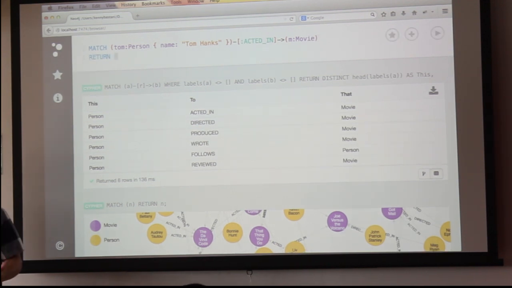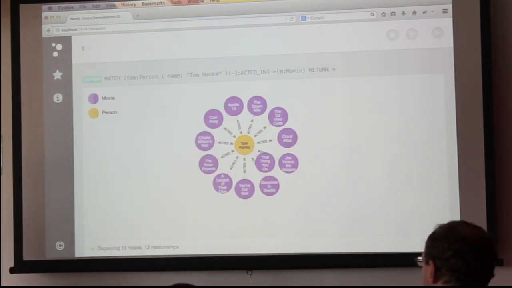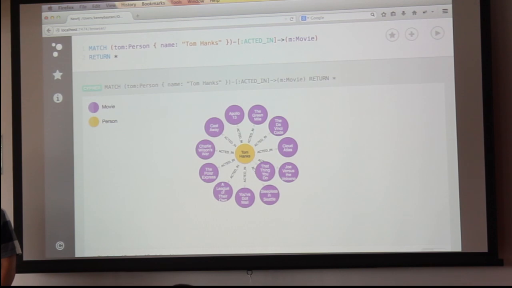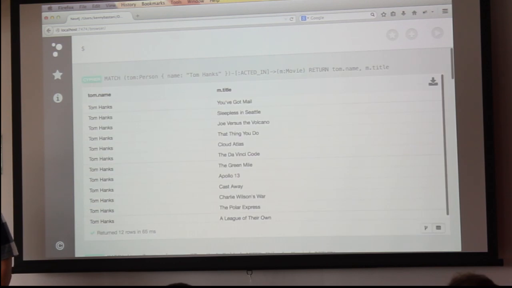And then there's a couple things we can do here in the return statement. If we wanted to see some visual results, we can just return all, and then Control Enter to execute. And here are all the movies that Tom Hanks has acted in. Now, if we wanted to show some tabular results, we can just change that to return back Tom, his name, and then m.title. Then you get the tabular results.